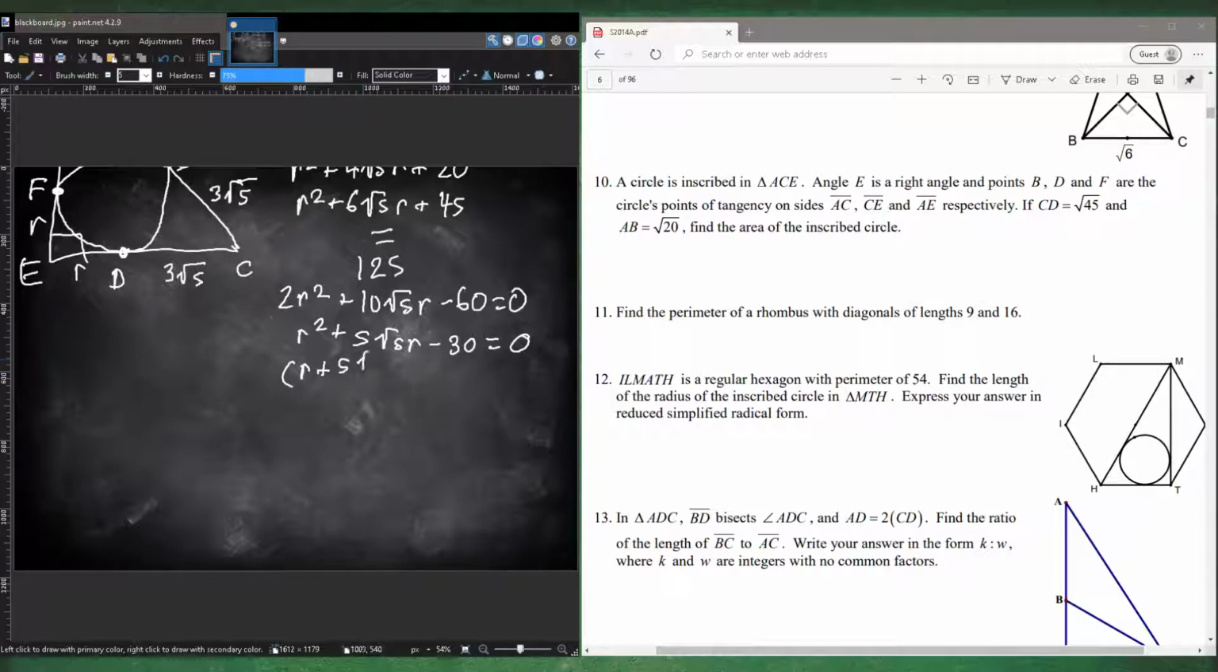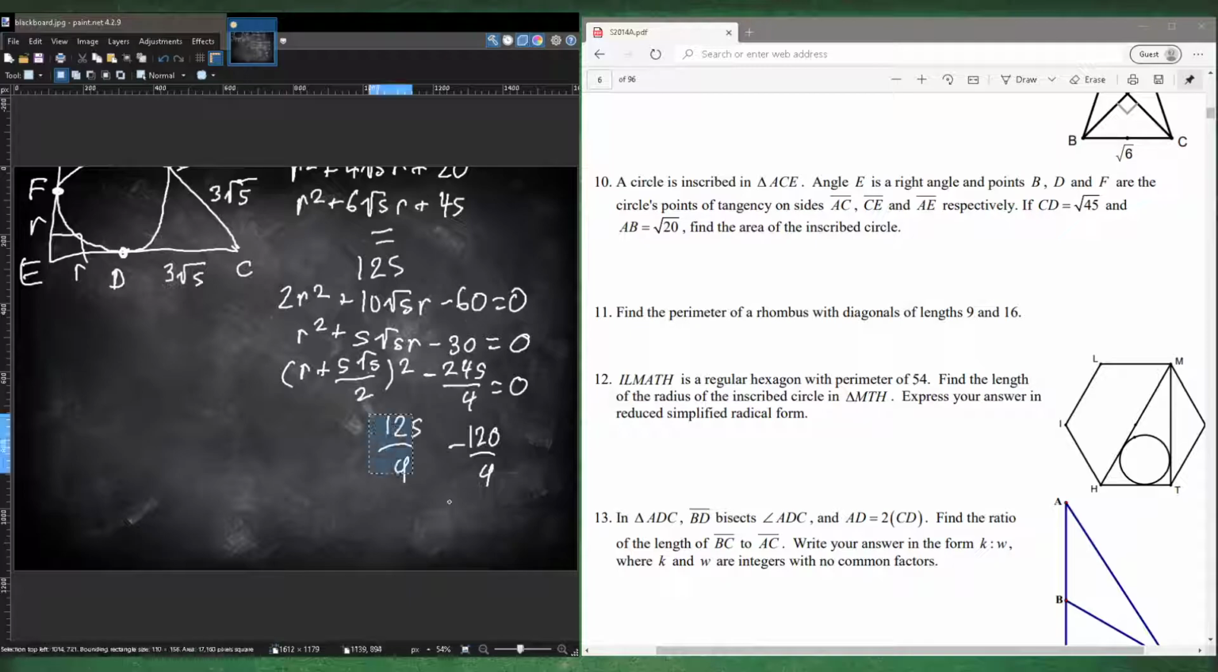So it's r plus 5 square root 5 over 2, squared. So they give us the first two terms. Now we need to get the constant. So 5 squared times 5 is 125, divided by 2 squared, which is 4. So 125 over 4. Positive, but we need a negative. So 30 is negative 120 over 4. So to get from 125 to negative 120, we have to subtract 245 over 4, equals 0.